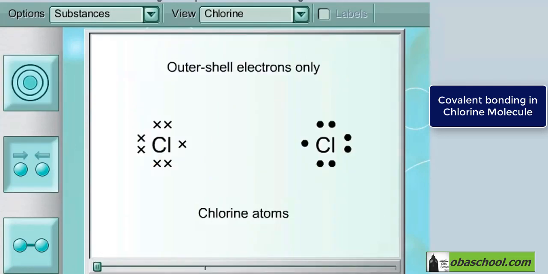Here they are, two atoms of nonmetal chlorine. Only their outer electrons are shown here for simplicity, and you see the electrons are represented as X's or dots, and there are 7 electrons in the outer energy level. How many pairs of electrons do these atoms need to share to complete their outer shells?